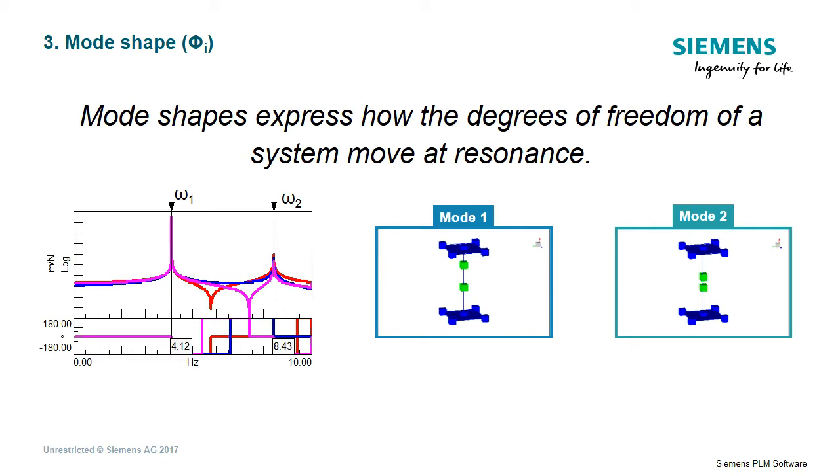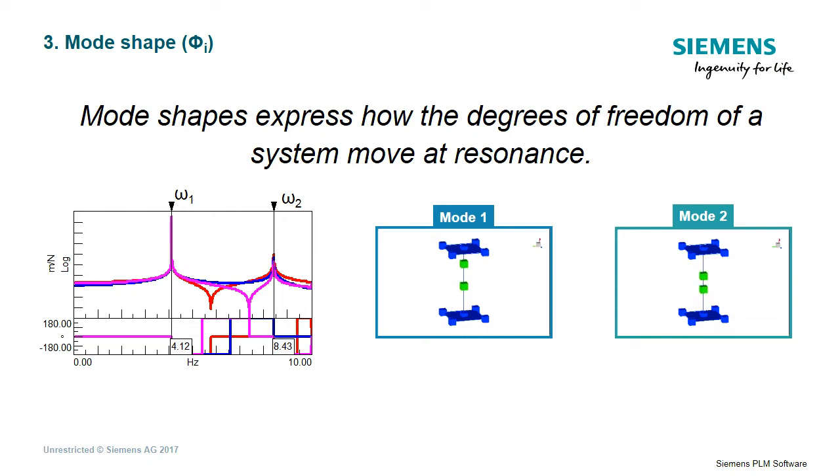Each mode shape describes how all degrees of freedom of a system move at resonance. In this case, the shape for the first mode will be the 2 degrees of freedom moving in the same direction, called in phase. At the second resonance, the 2 masses will move in opposite directions. This is out of phase.